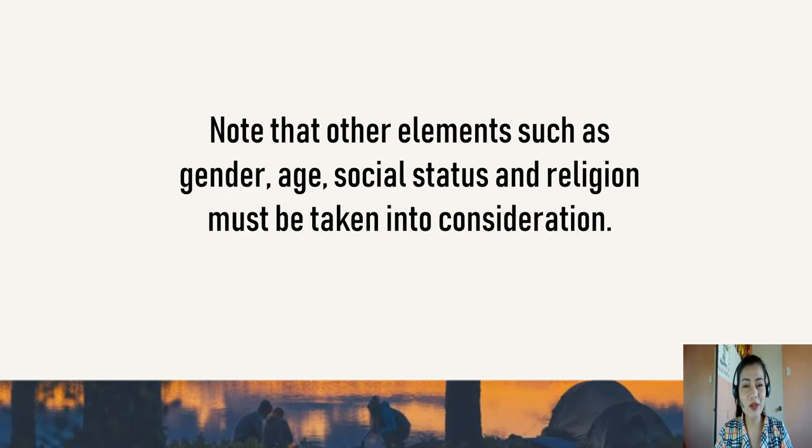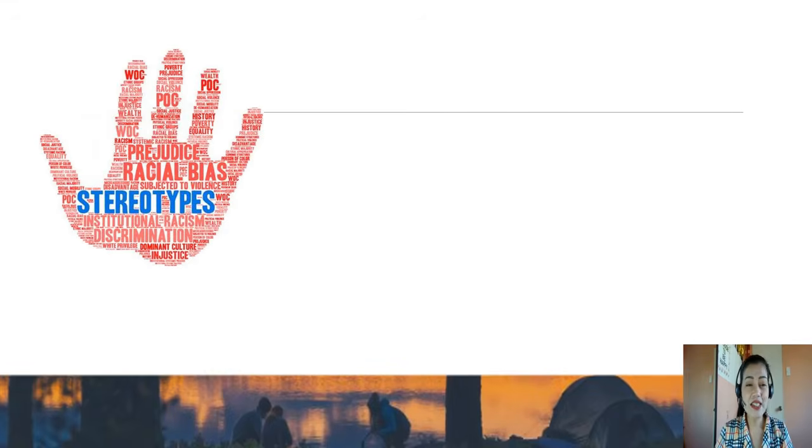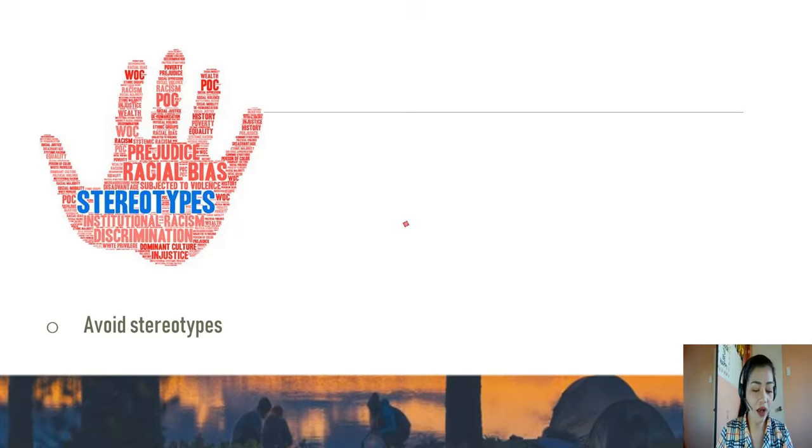Now let's proceed to the next topic. Here are the things that you should not do to avoid being biased or to avoid being rude to those people who come from different cultural backgrounds. First, we have stereotypes or avoid stereotyping. So what do you mean by stereotyping? Stereotyping is a kind of prejudice or prejudgment wherein people have a mistaken idea or belief about a thing or a group of people just because of how they look on the outside.